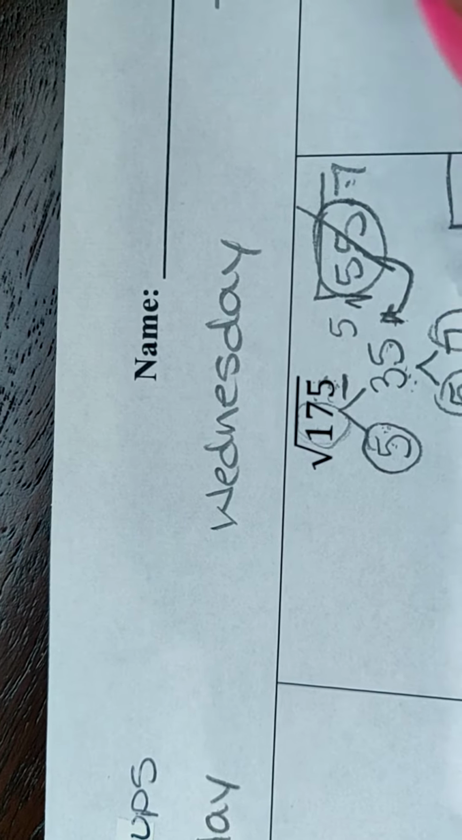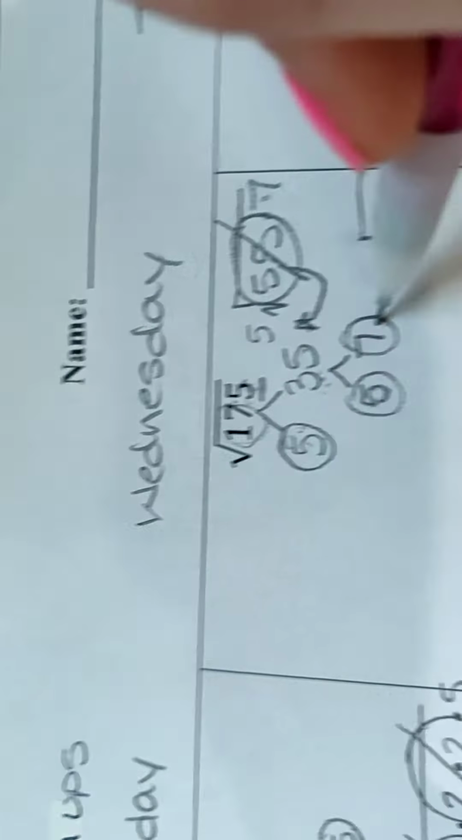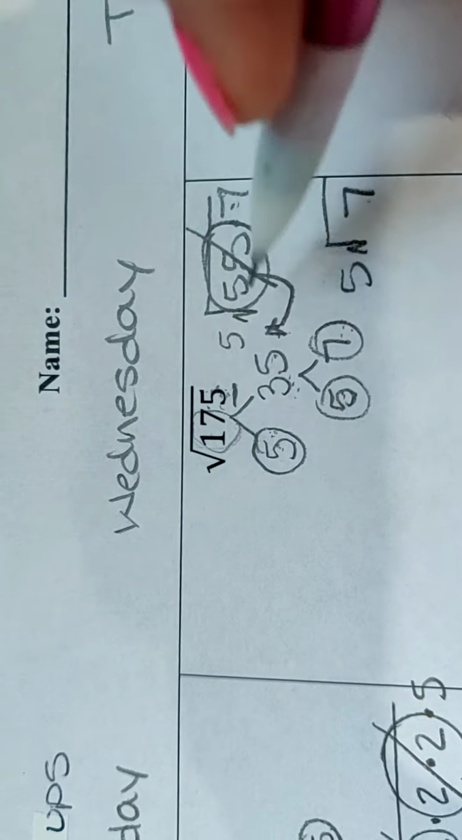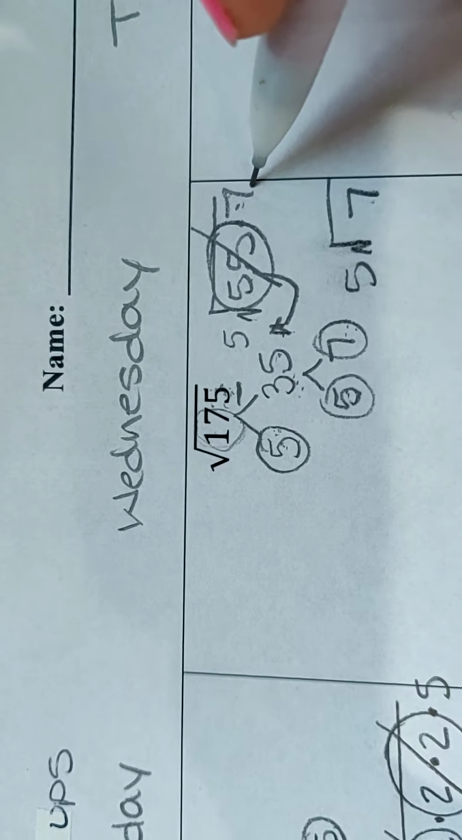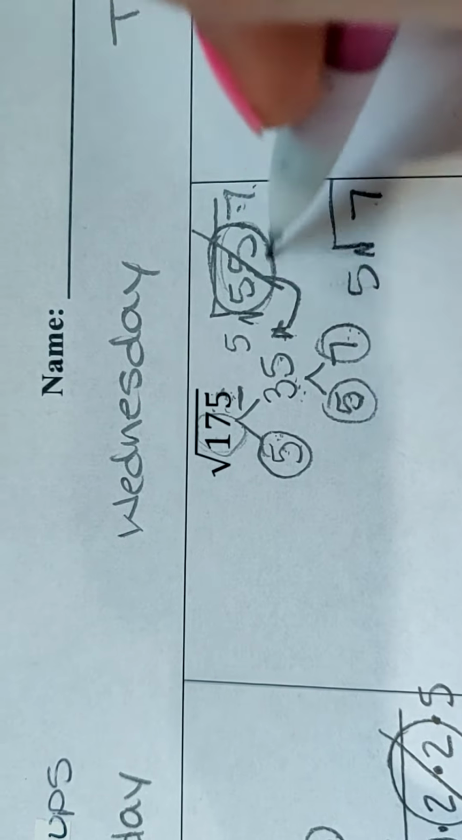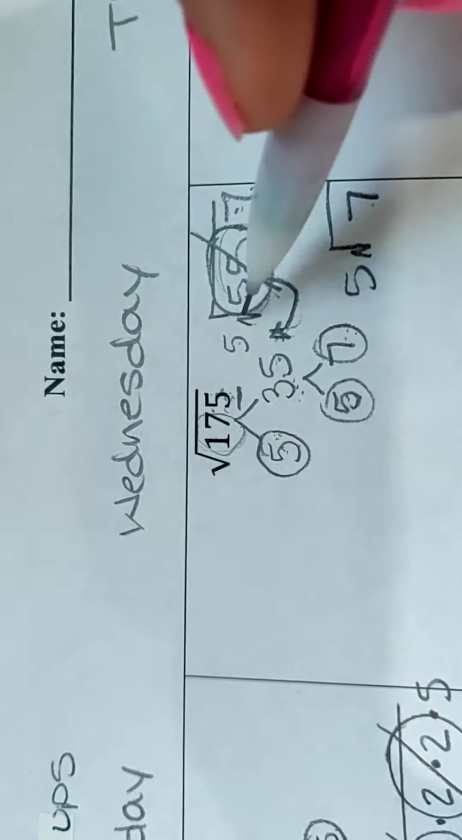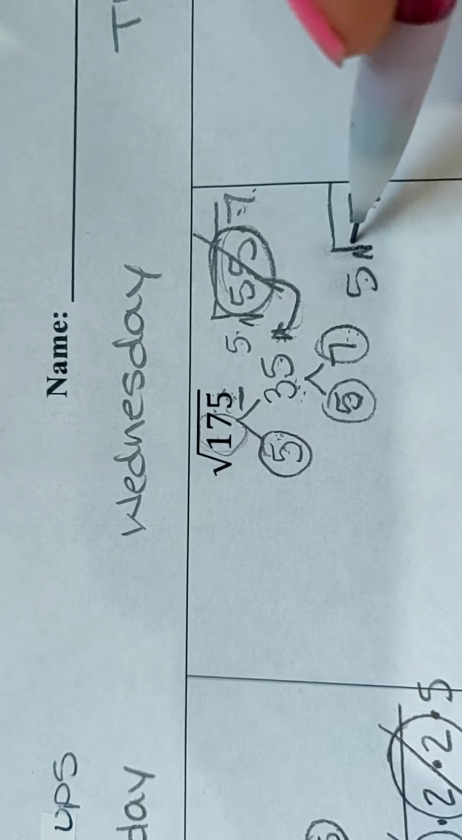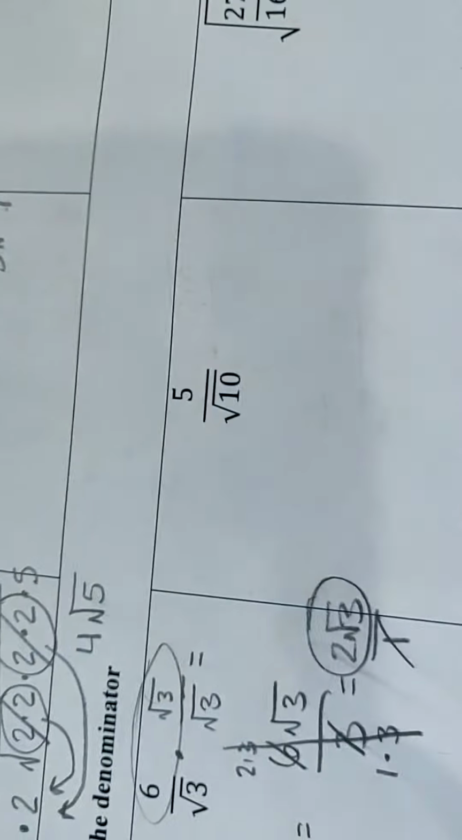35 breaks up into 5 times 7, and 5 and 7 both don't break up into anything else. Because of that, I've got 5 times 5 times 7. So I can put them under the square root, and my two 5s are the same, so they cancel out and bump out to the outside. So it reduces to 5 square root of 7. 7 is left under the square root. That is how you simplify.